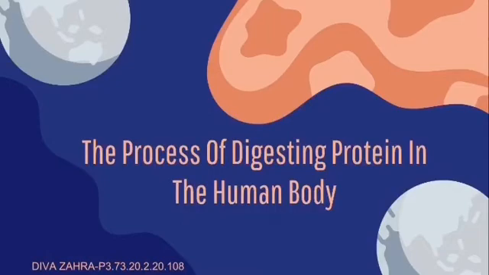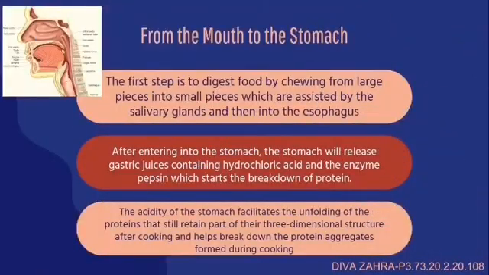And next, I will explain you about the process of digesting protein in the human body. From the mouth to the stomach. The first step is to digest food by chewing from large pieces into small pieces, which are assisted by the salivary glands and then into the esophagus.